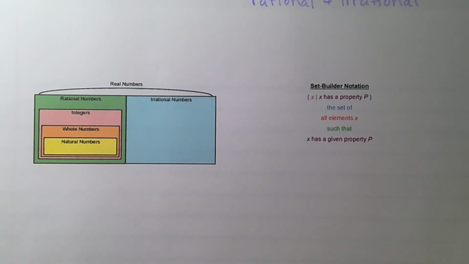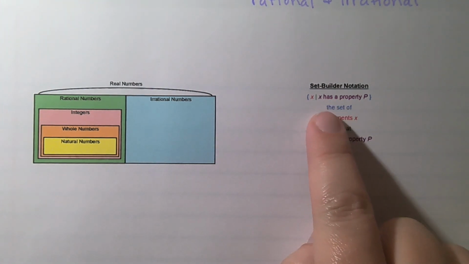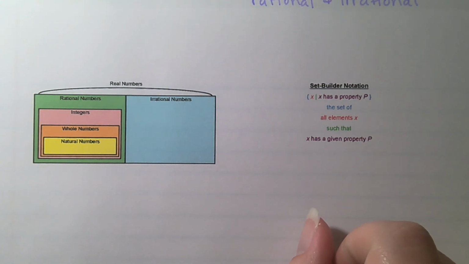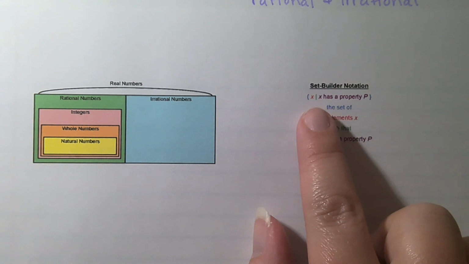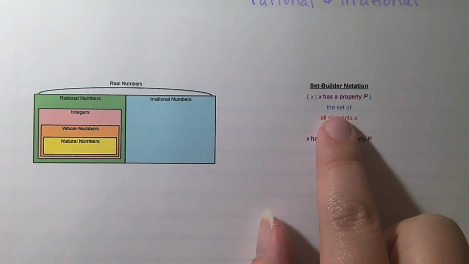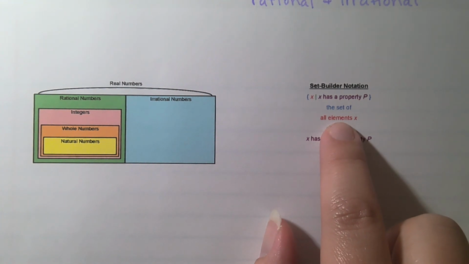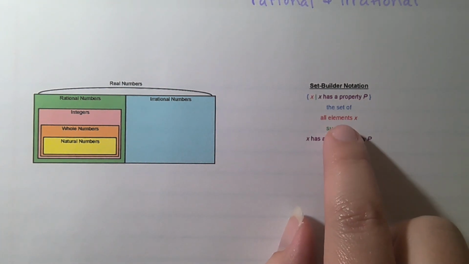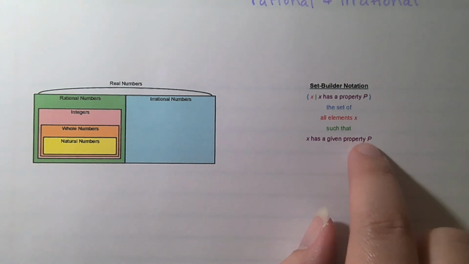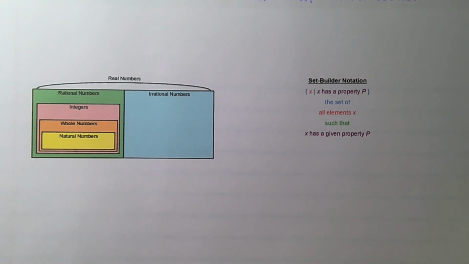That was the first half of this lesson. The second half is looking at set builder notation. Hopefully you can see it's color coded there. When we see set builder notation, when we see the curly brackets, that tells us that we have the set of elements x, and that line there just means "such that," and then we have x with some kind of given property.